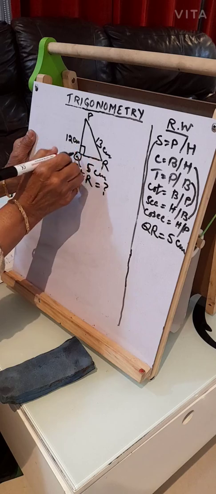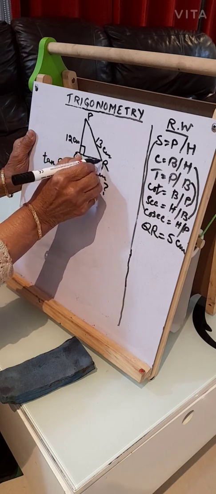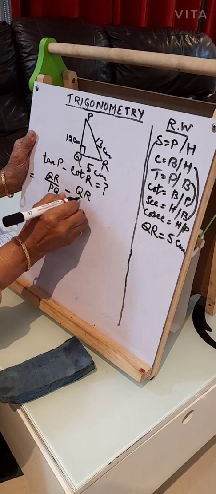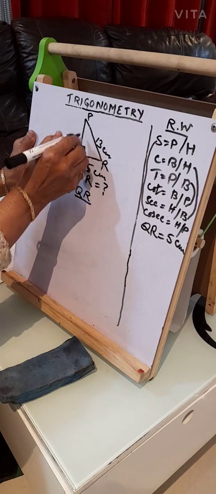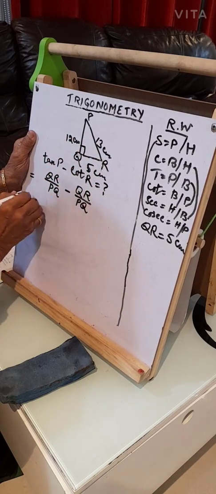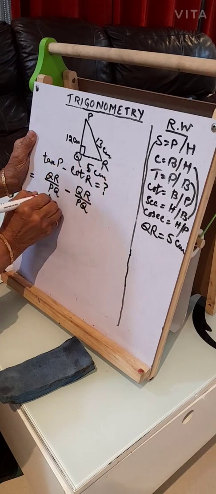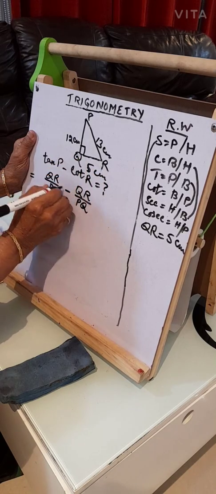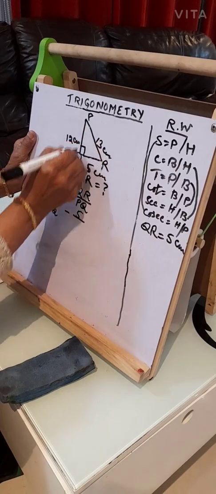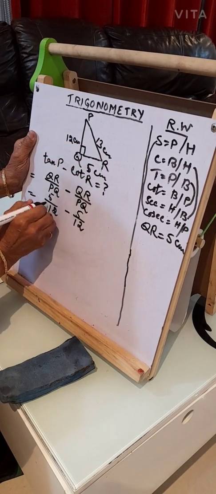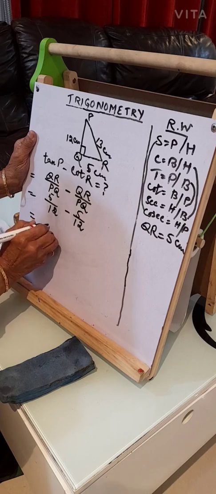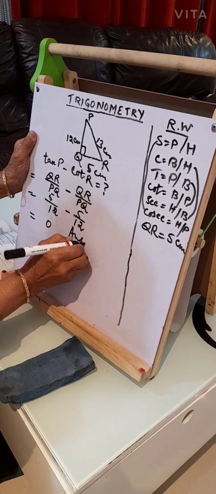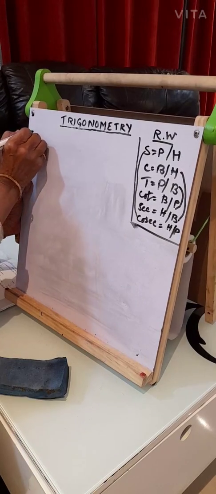Now cot R is this. Cot is equal to B over P. So what is the base of R? QR over base, and base is equal to PQ. So how much is QR? QR is 5 over PQ, PQ is 12. So 5 over 12 minus 5 over 12 is equal to 0. Answer. Do question number 3.